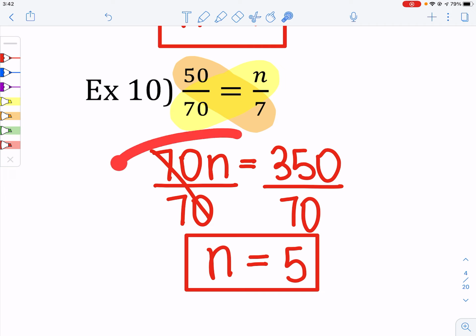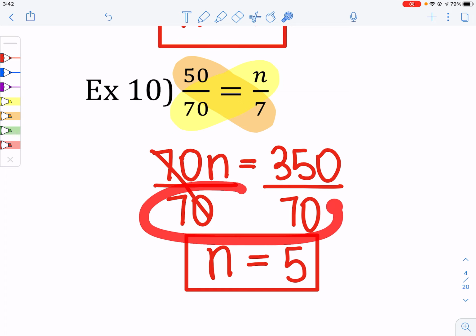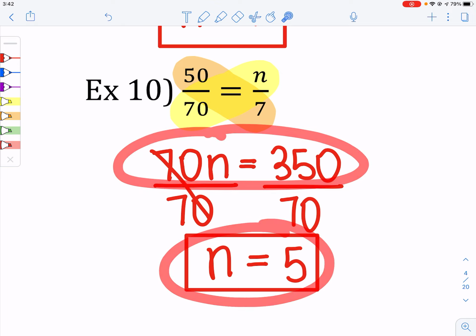Okay, first step is this. You have to show me this step. You have to show me 70n equals 350. If you don't want to show this, that's fine, but you must show me the cross product and you must show me your final answer.